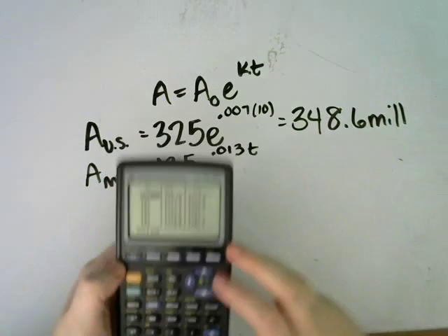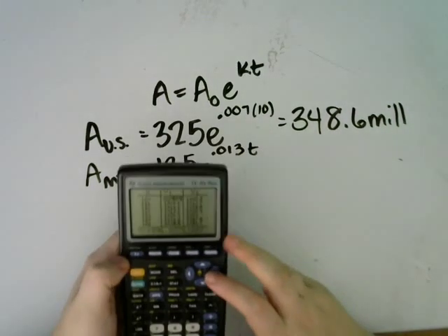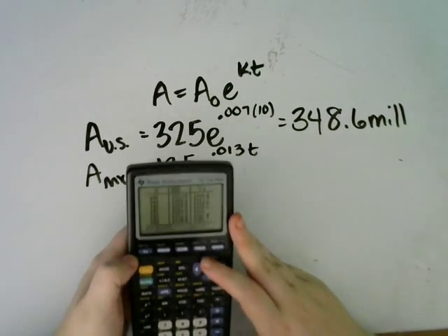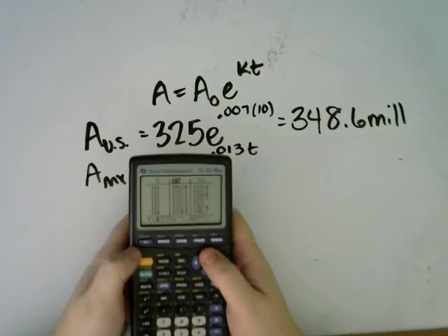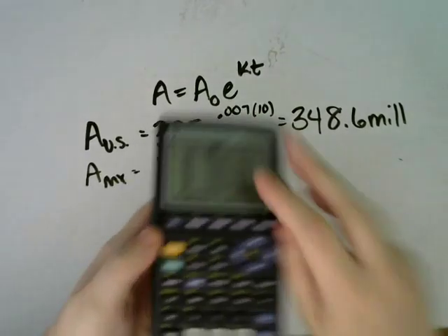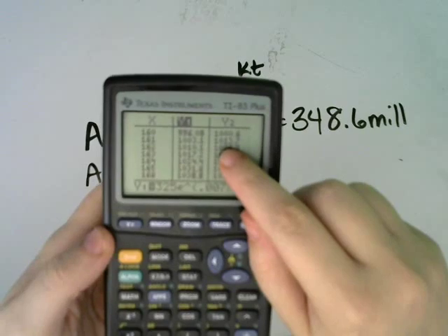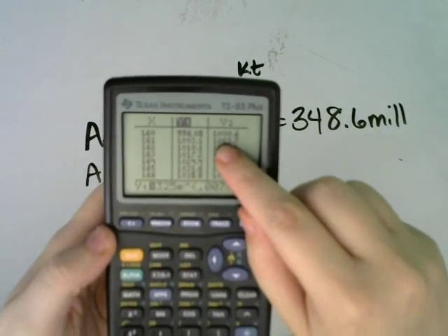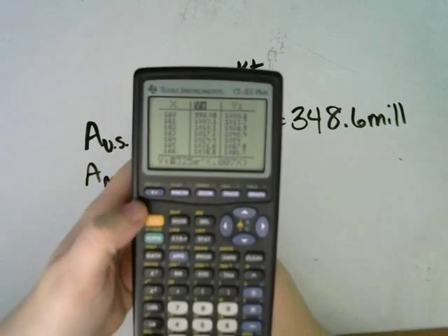So looking at our table, you can see that it's actually a little bit earlier. We'll have to change our table settings. We can see that Mexico does exceed the US population at 161 years, but we can also see that it exceeded it back at 160 years.